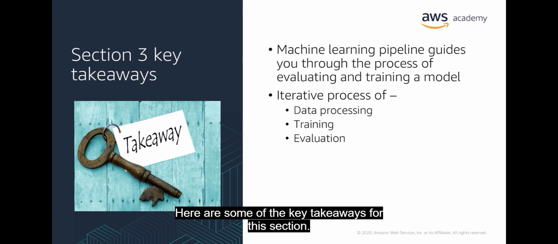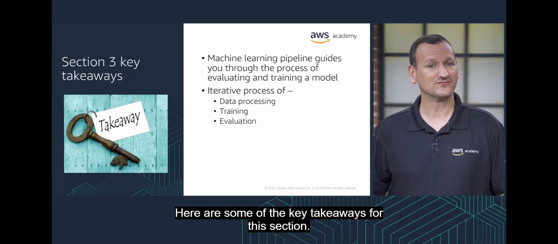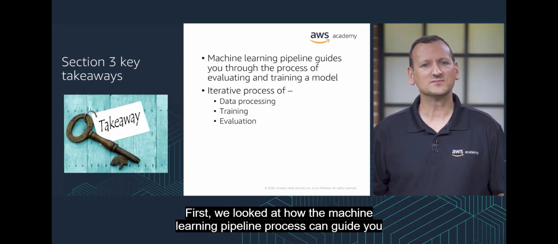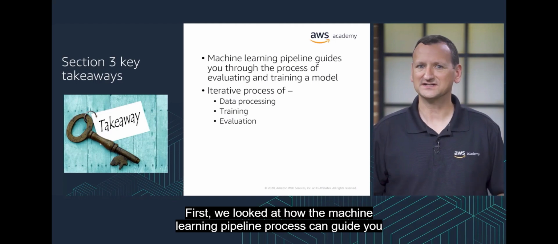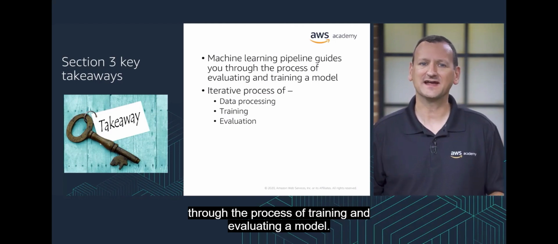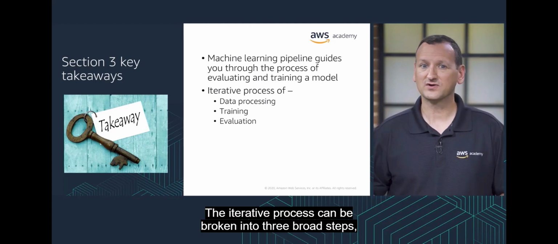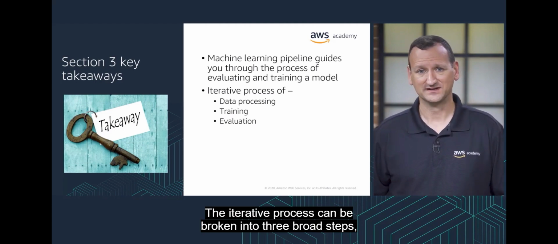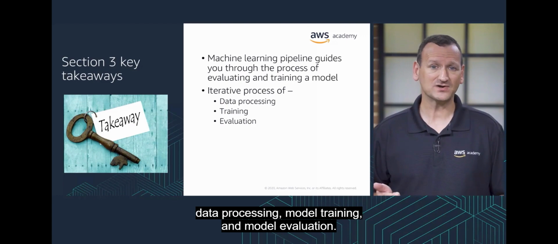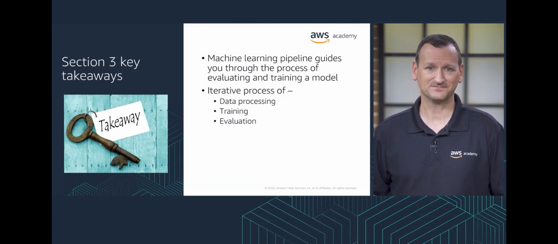Here are some of the key takeaways for this section. First, we looked at how the machine learning pipeline process can guide you through the process of training and evaluating a model. The iterative process can be broken into three broad steps: data processing, model training, and model evaluation.